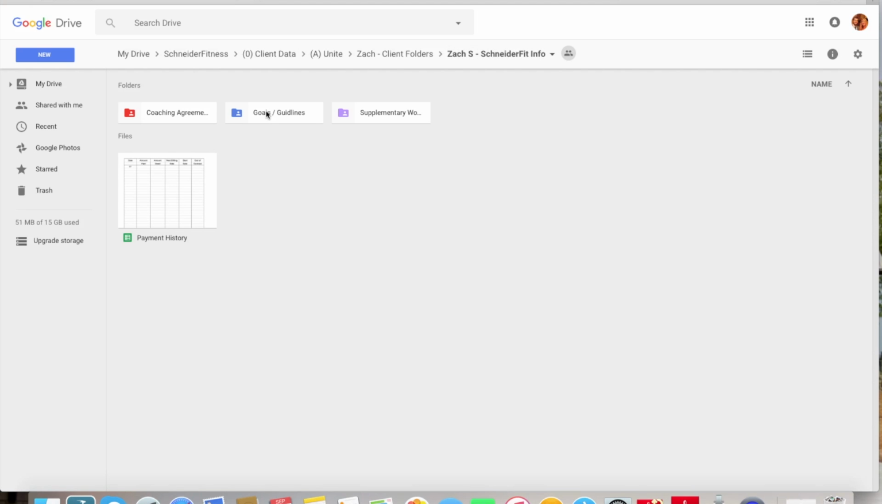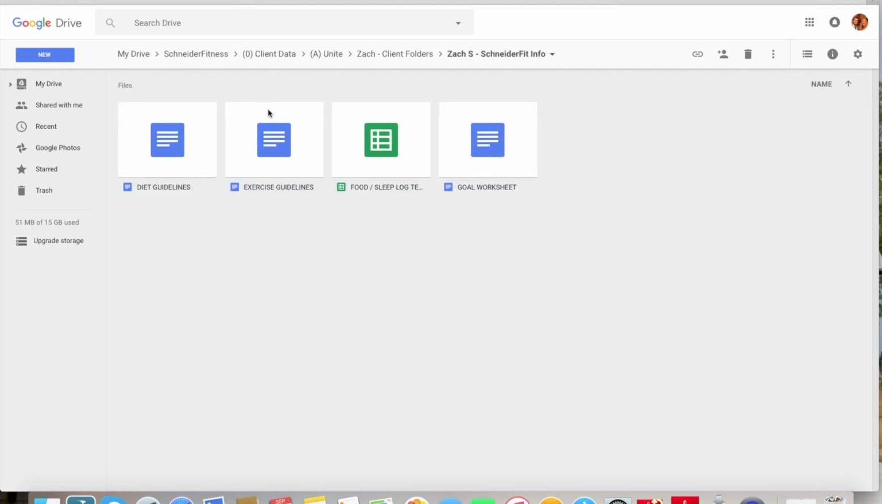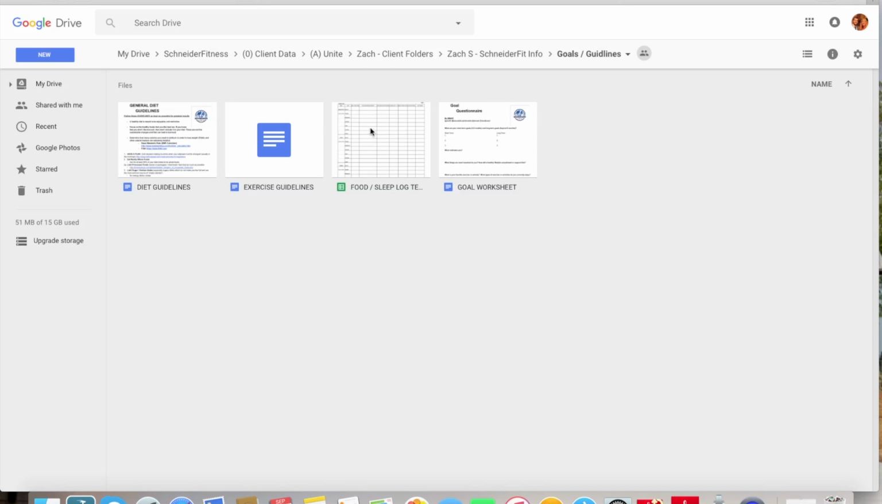Next is goals and guidelines. Now, these I sent out as a can edit document, all of them. So you can go in there and actually change these if you want to. For the diet guidelines and exercise guidelines, there's no real reason to change those unless you just want to make extra notes. These are just reference sheets, and I'll explain those real quick.